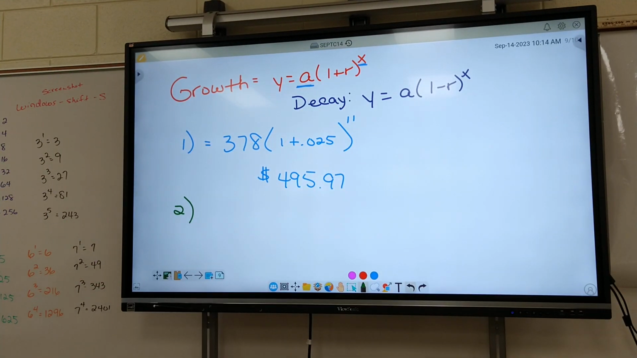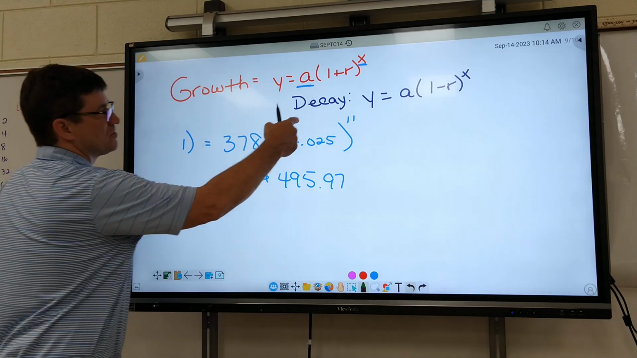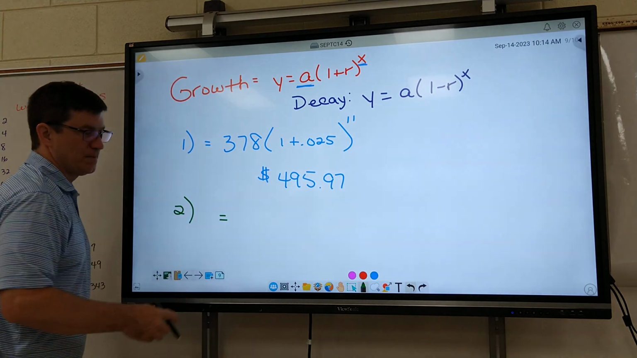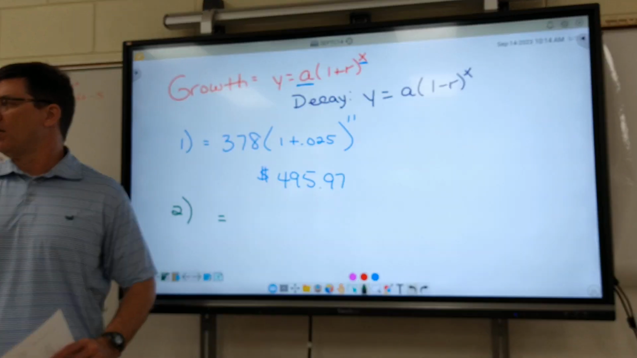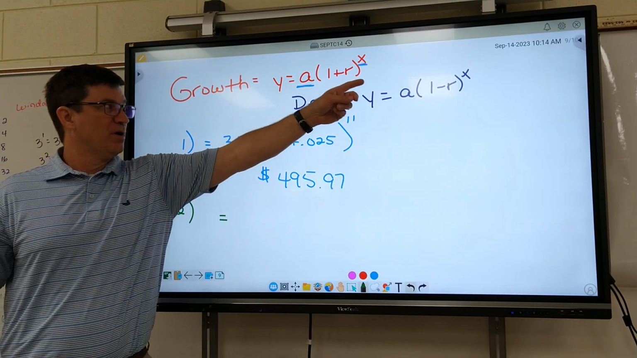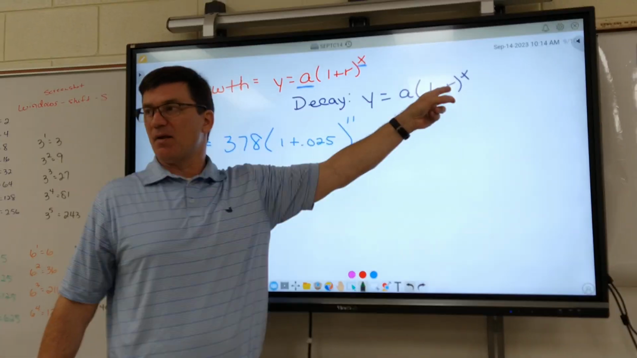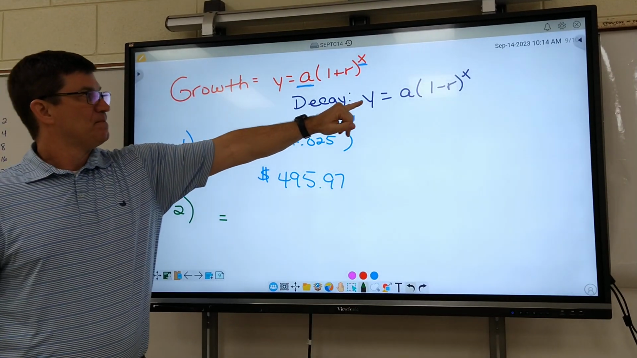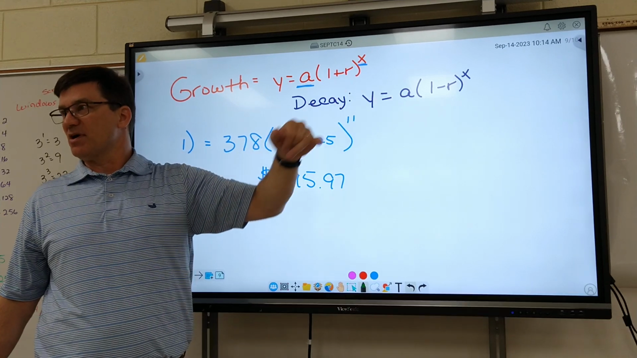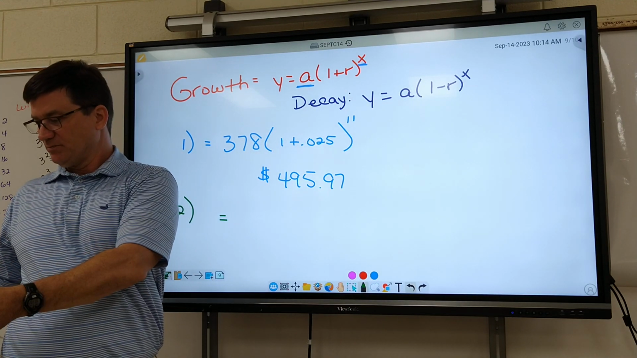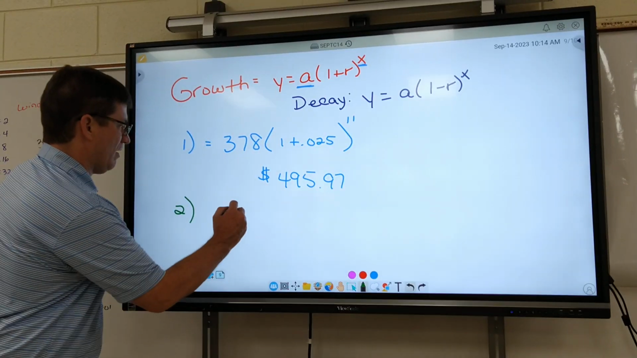All right, it says the snipe population in Waynesville is the highest in the county, but the population is decreasing. So, is it growth or decay? It's decay because it's decreasing, so now we're going to use this formula. But guys, you do it the same way. What's the only difference in the growth formula and the decay formula? Yeah, growth has got a plus, decay's got a minus. That's the only difference. A is still your beginning amount. So how many snipes are we starting with? 75.